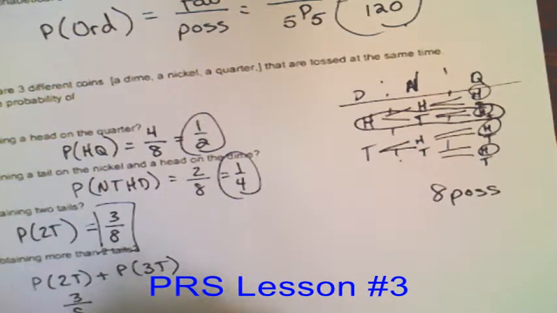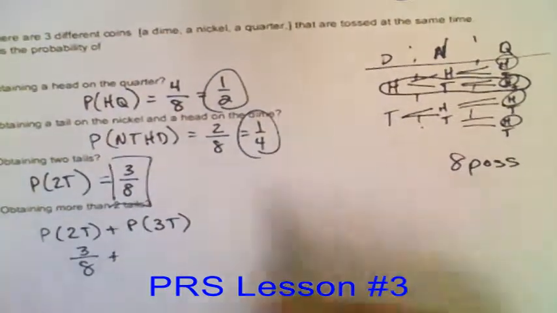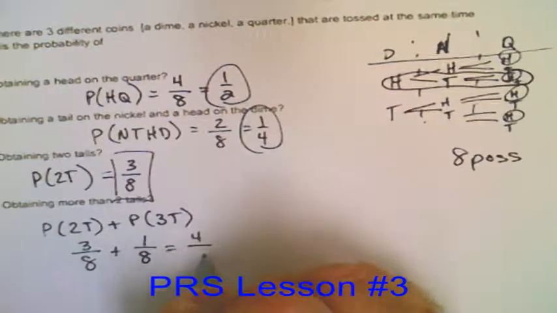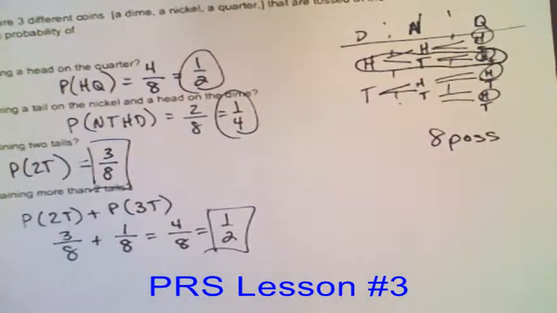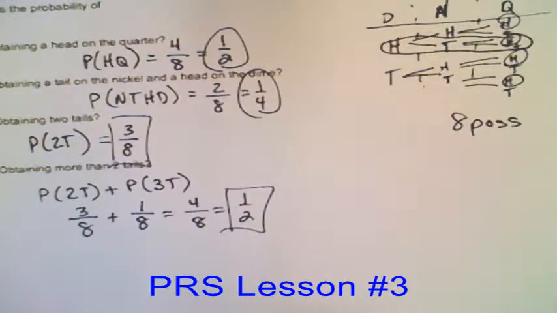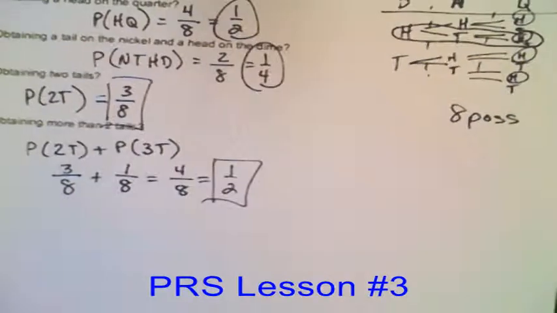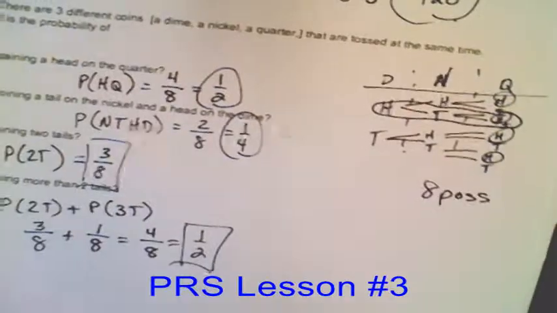Okay, obtaining more than 2 tails. Now you can look at this two different ways. You get the probability of 2 tails or the probability of 3 tails. Okay, or you could just count. Okay, the 2 tails I already did was 3/8. There is a 3 tails option. It's this last one down here. So there's one option that does, 1 out of 8, which using fractions would be 4 out of 8, which reduces to 1/2. Okay, so that's getting more than 2 tails.